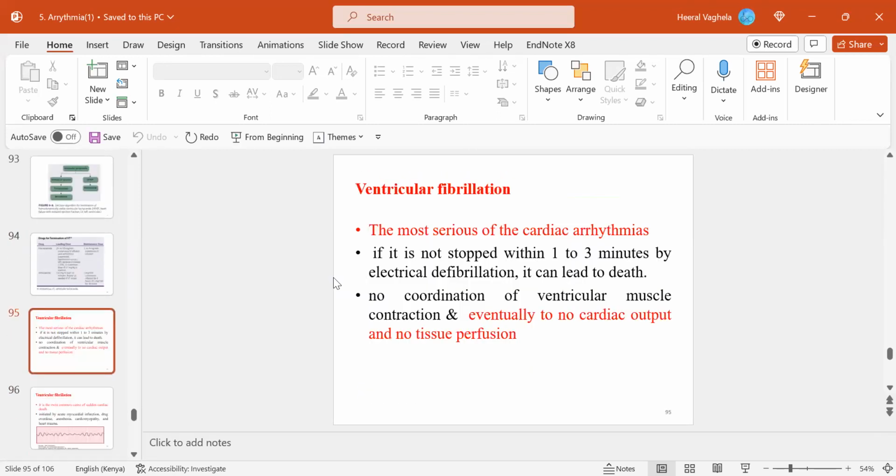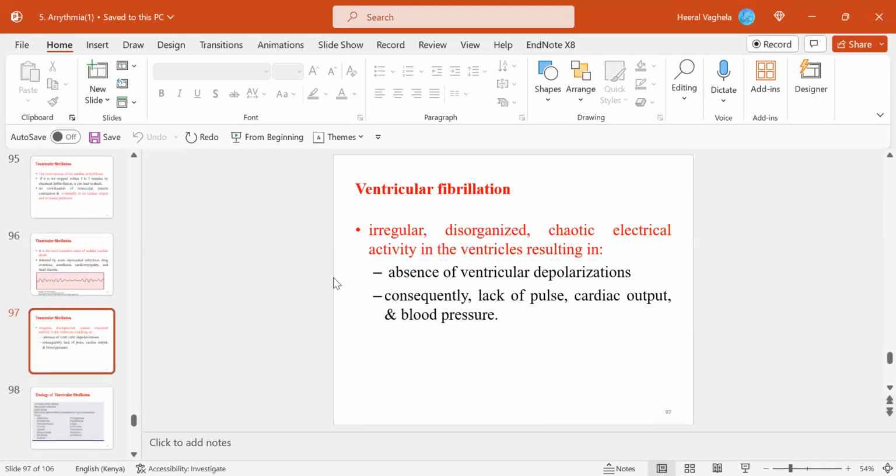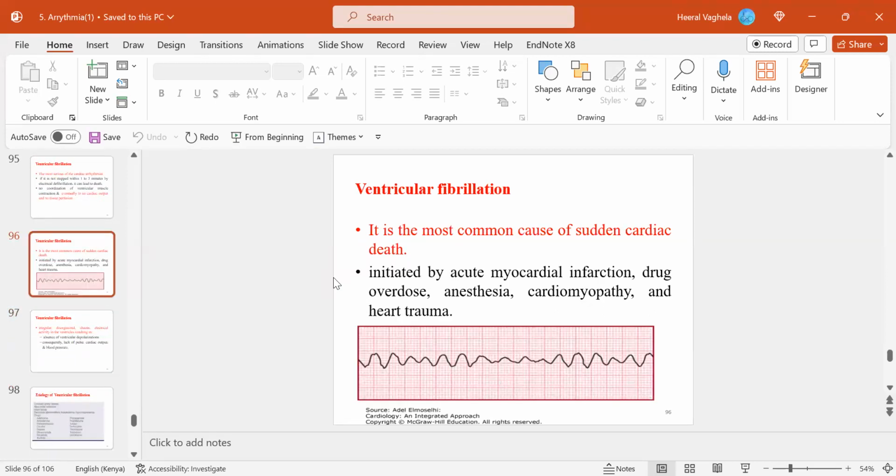Yeah, and then the last one is ventricular fibrillation, where it's one of the most serious ones, and of course the most common cause of cardiac death, caused by the same other diseases like myocardial infarction, drug overdose, cardiomyopathy, anesthesia, or heart trauma. So over here, we're seeing that the complexes are chaotic, disorganized, and just irregular.